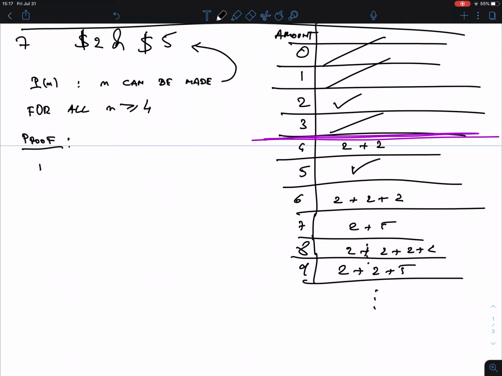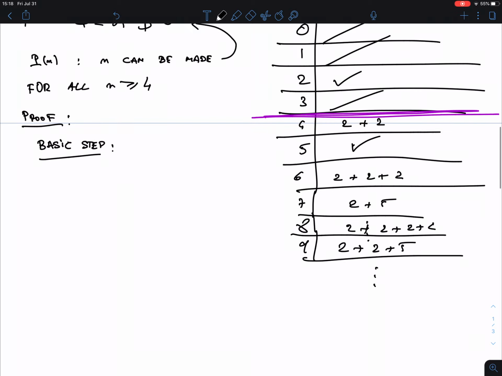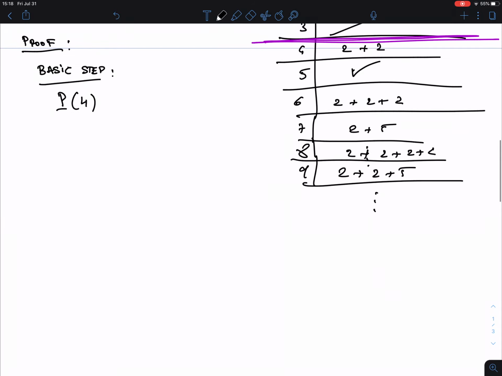The base step, or initial step. Yes, there are two words. Sometimes we say initial, sometimes basic step. Okay, the basic step is P4, you would say, but we'll see, we need one more. We'll think about that. And then the induction step.